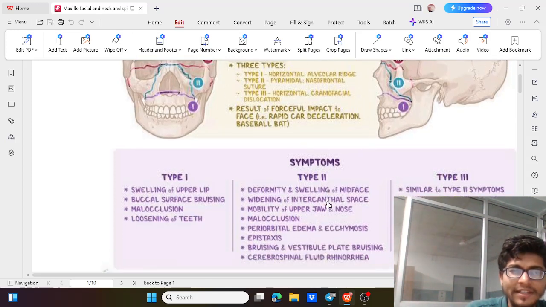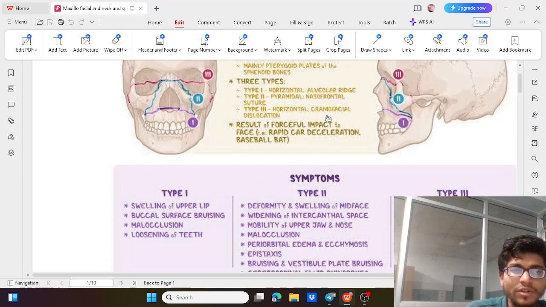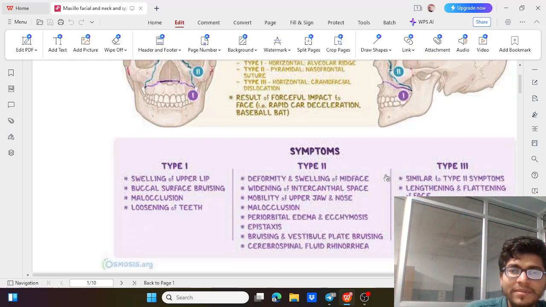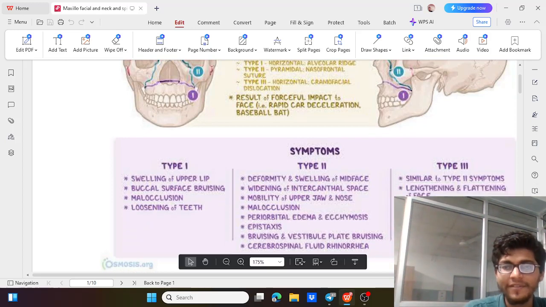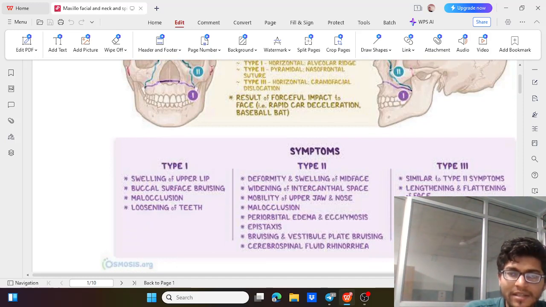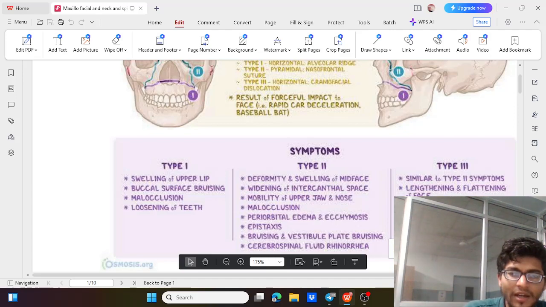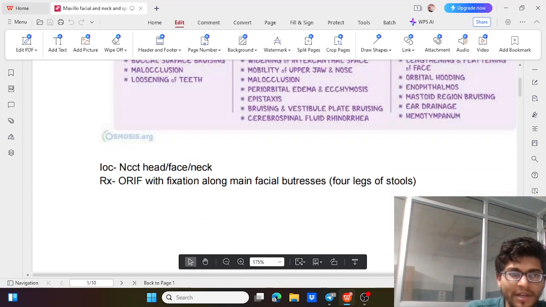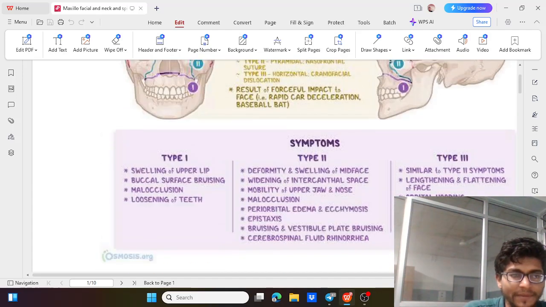And type 3 is the upper one, horizontal at the orbital region, a craniofacial dislocation. The symptoms are similar to the second one. Apart from that, there will be lengthening and flattening of the face, orbital hooding, enophthalmos, mastoid bruising, ear drainage and hemotympanum. So even the ear will be affected.